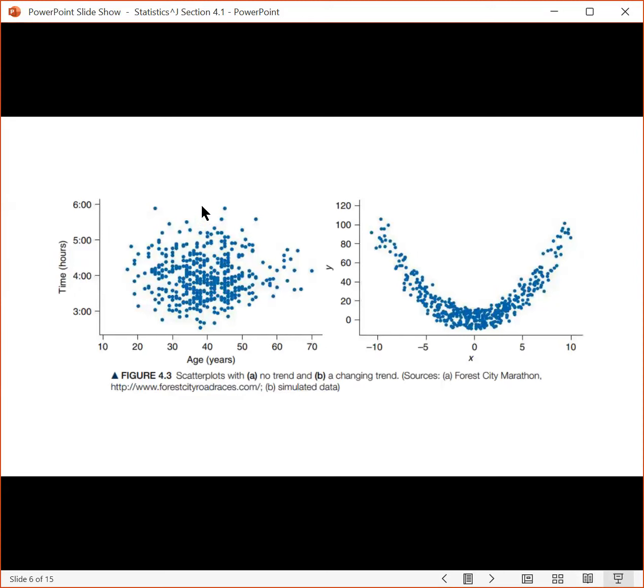Right, so these are the marathon results, and if you look at that, there is no discernible trend there. It's difficult to see anything. That just shows that there is no trend between age and time for this specific marathon, the Forest City Marathon. And then the second shows a changing trend. We have a downtrend that changes to an uptrend, or a negative association that changes to a positive association at around 0.